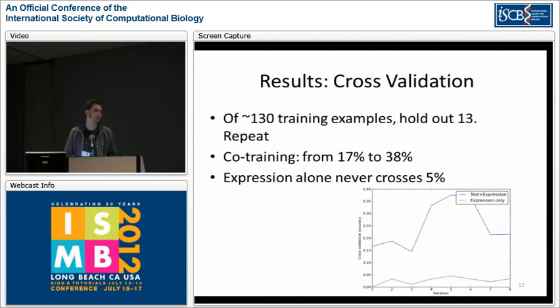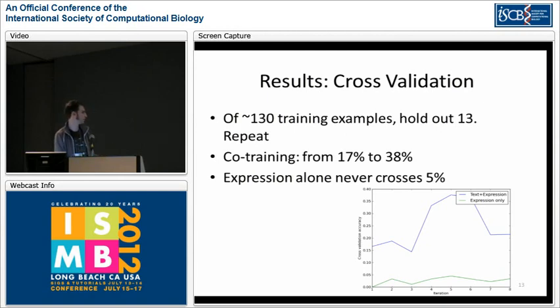So the first experiment we did was cross-validation. We have 138 training examples. Let's take out about 10% of them, 13, train on the remaining 100 or so, and test on those 13. We did cross-validation and compared two techniques. The blue line is the co-training technique that I just talked about.